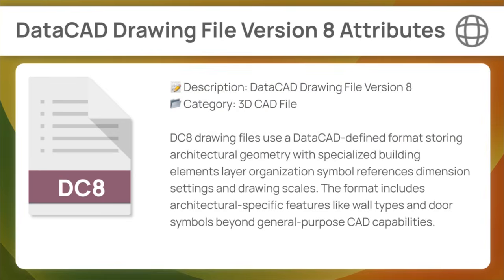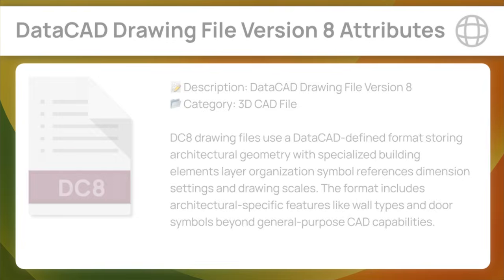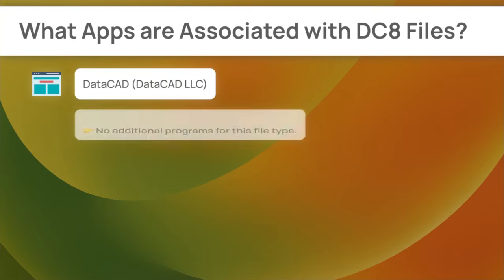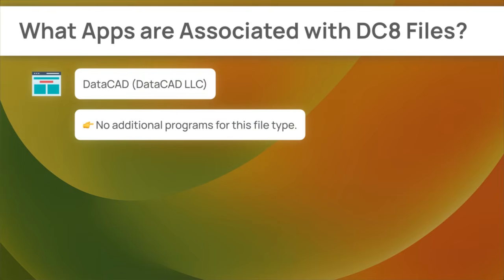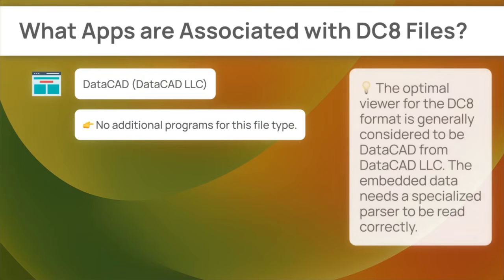The format includes architectural-specific features like wall types and door symbols, beyond general-purpose CAD capabilities. The DC8 format operates under the official standards set by DataCAD from DataCAD LLC. The embedded data needs a specialized parser to be read correctly. Windows won't display parametric or assembly data, so full access depends on dedicated modeling tools.